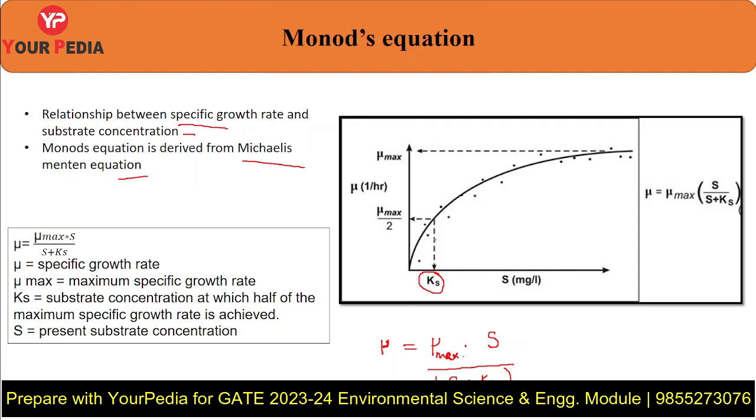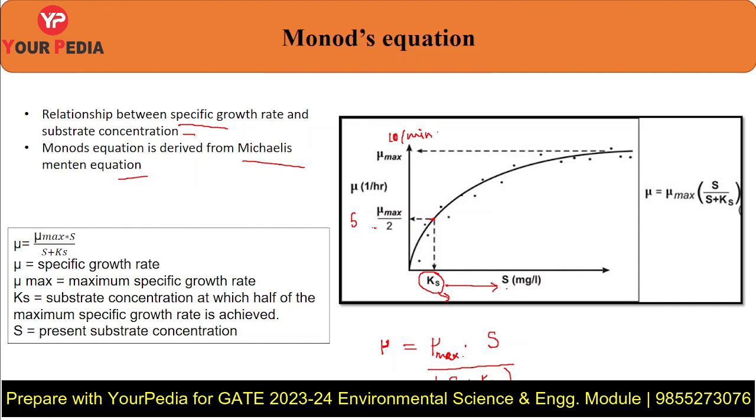Ks is the substrate concentration at which half of the maximum specific growth rate is achieved. Let's say the maximum specific growth rate is 10 per minute. When 5 per minute is achieved for a particular microbial population, the substrate concentration at that point of time is Ks. It has the same units as that of substrate concentration.